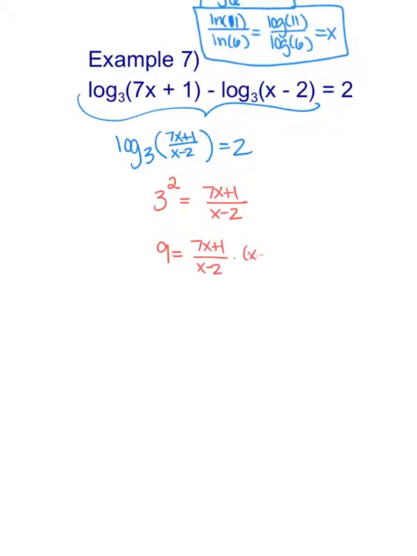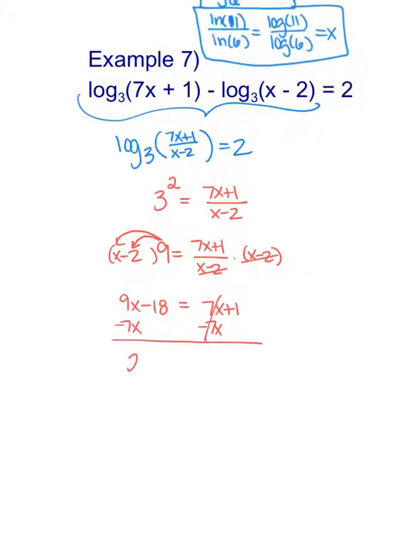I need to multiply by x minus 2 on both sides. So on the right-hand side, I'm only left with 7x plus 1. On the left-hand side, I need to distribute my 9. So I end up with 9x minus 18. So now I think I'll move this 7x to the other side to avoid having a negative. So I'll have 2x minus 18 equals 1. Next, let's add this 18 over.